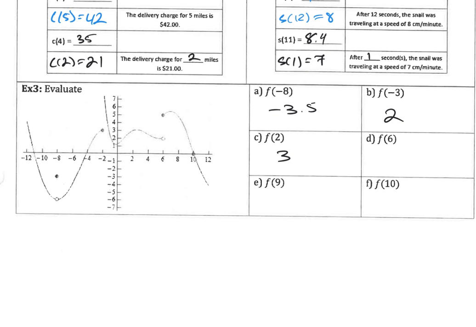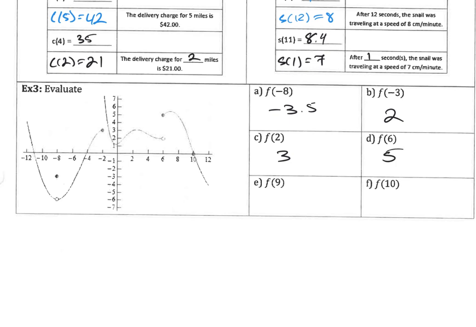For f of 6, again, we're going to go over to 6. I'm going to go up. Now I have this decision to make again. I have an open circle and a closed circle. At the open circle, the function does not exist, right? So we have to pick that closed circle, and then that looks to be at 5. So we're going to go ahead and say 5.